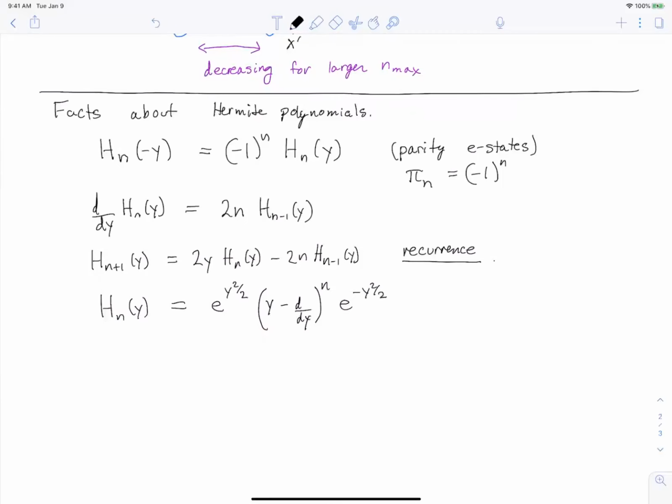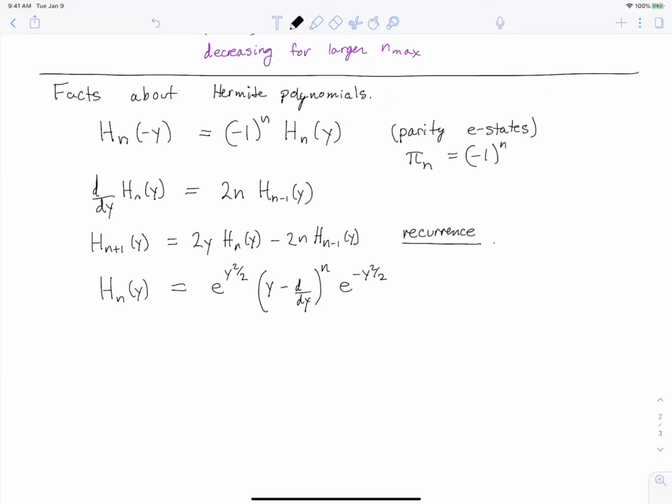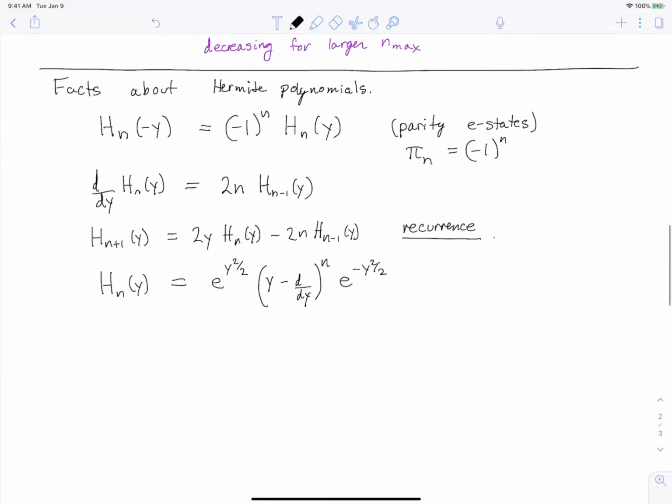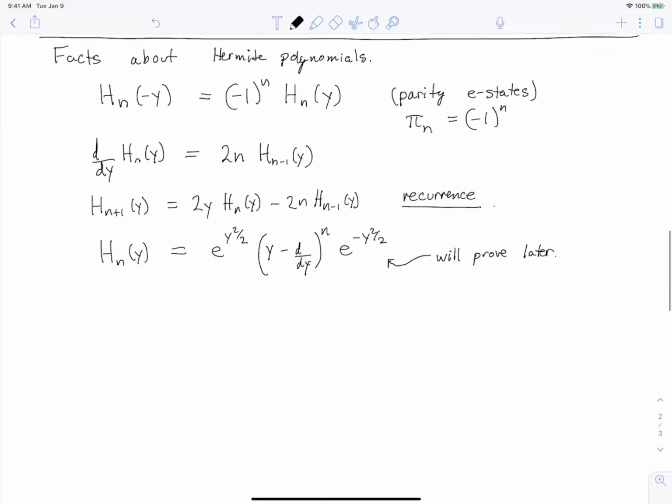Okay, so that's a neat way of computing any Hermite polynomial. Again, we could prove this, but there's a much easier way to prove it that we'll do later. It turns out it's much easier to prove in the energy representation rather than the position representation that we're using right now.